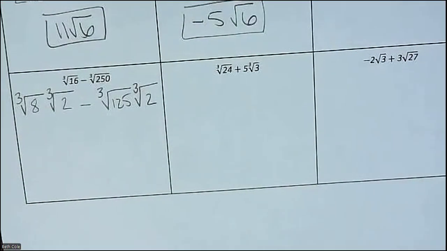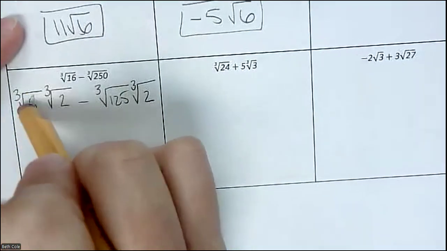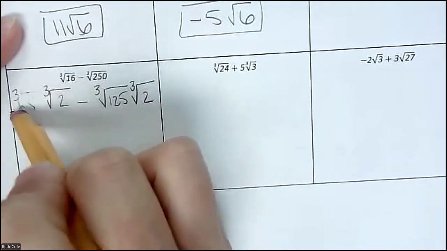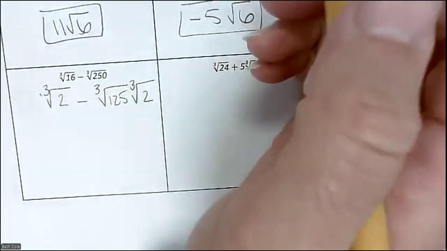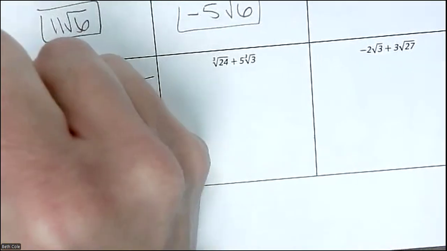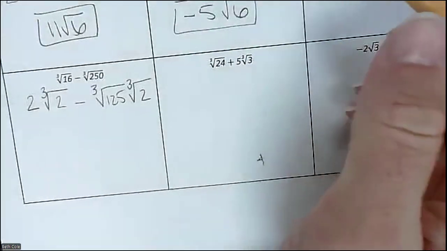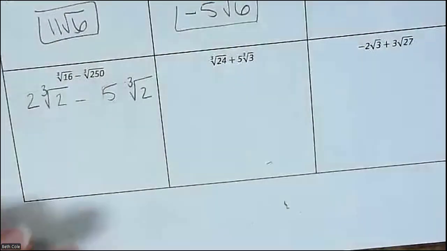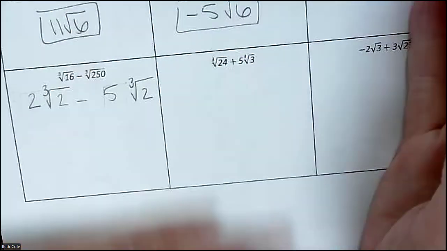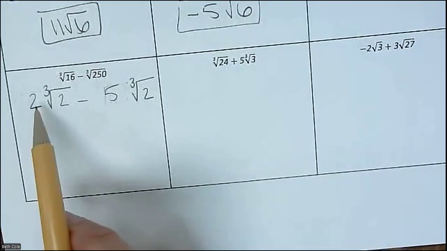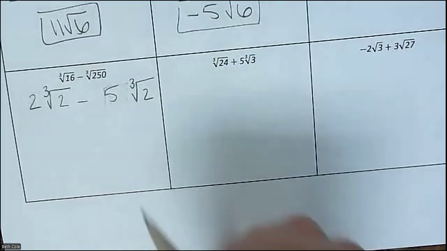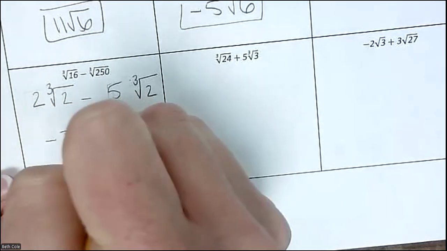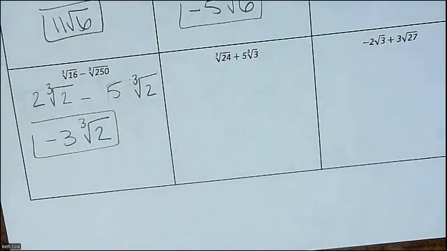Now, again, here's where I like to just erase. If you want to rewrite the whole thing, that's totally fine, but I'm just trying to save you some work. What's your cube root of 8? Cube root of 8. 2. Good job. And then cube root of 125 is 5. Now, do you see how they're the same? You can combine them together. 2 minus 5. So -3 cube root of 2. Good job.